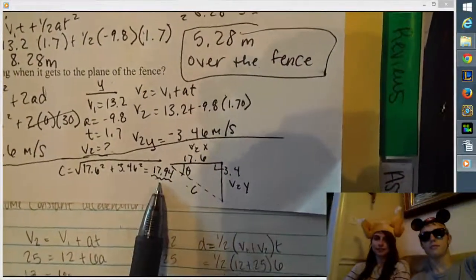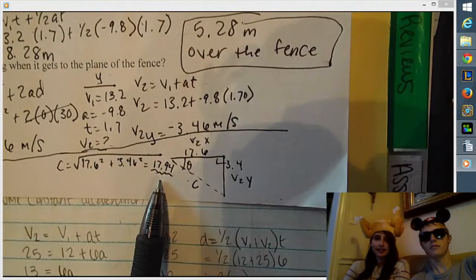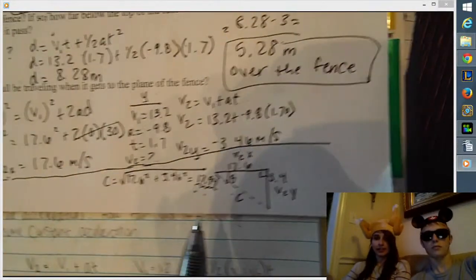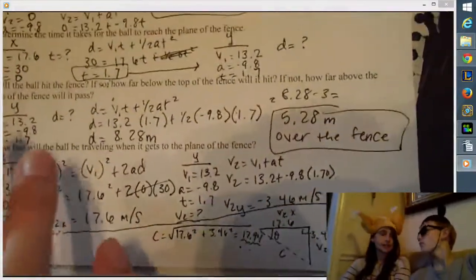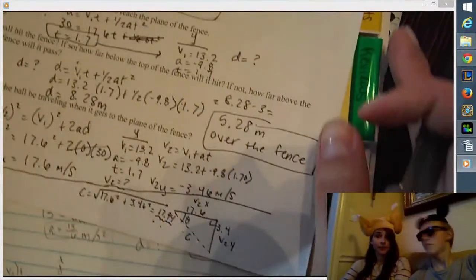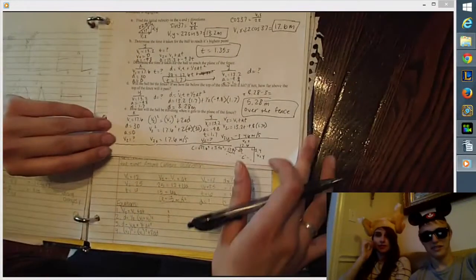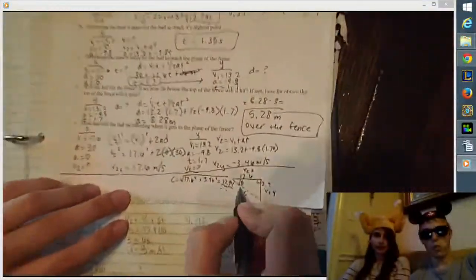So that's C. So that is the answer, but to give that, we have to tell it at what angle it's at, because that's what we need to know. I'm not really sure we do need to know that. We need to know that. So once we found C, we're going to find theta, which is right there.